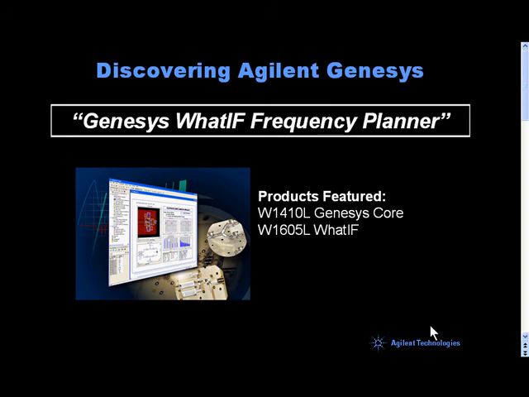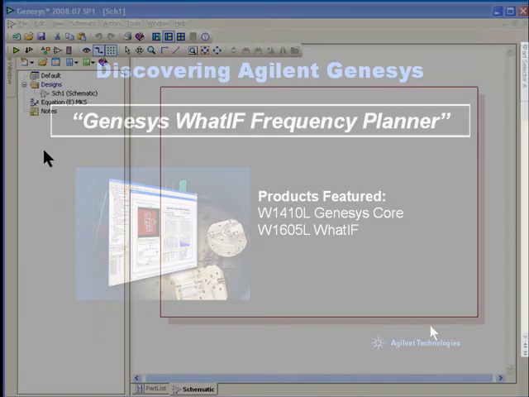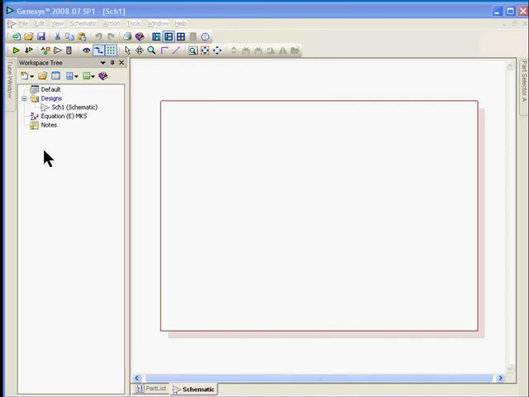This video introduces the Genesis WhatIF frequency planner for spur-free intermediate frequencies. The first thing we want to do in our design is determine a spur-free IF, and to do this we're going to use the WhatIF frequency planner.